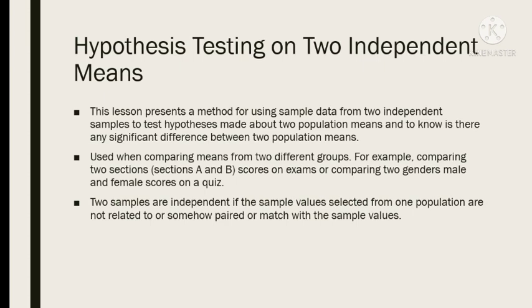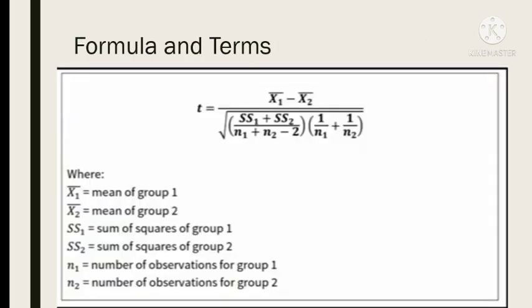Two samples are independent if the sample values selected from one population are not related to or somehow paired or matched with the sample values from the other. So here is the formula and the terms that we need to take note of and familiarize with so that we will have an easy navigation and computation with regards to hypothesis testing with two independent means.